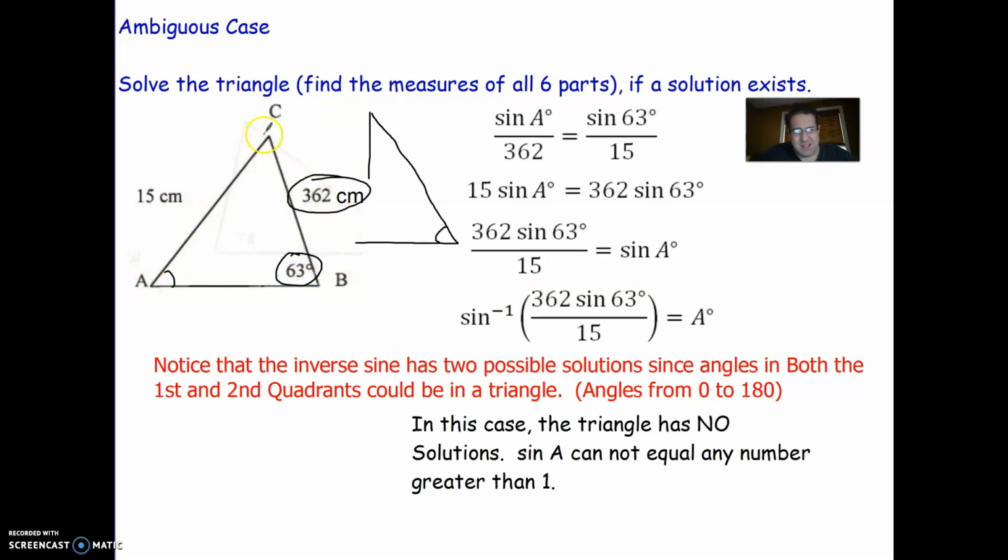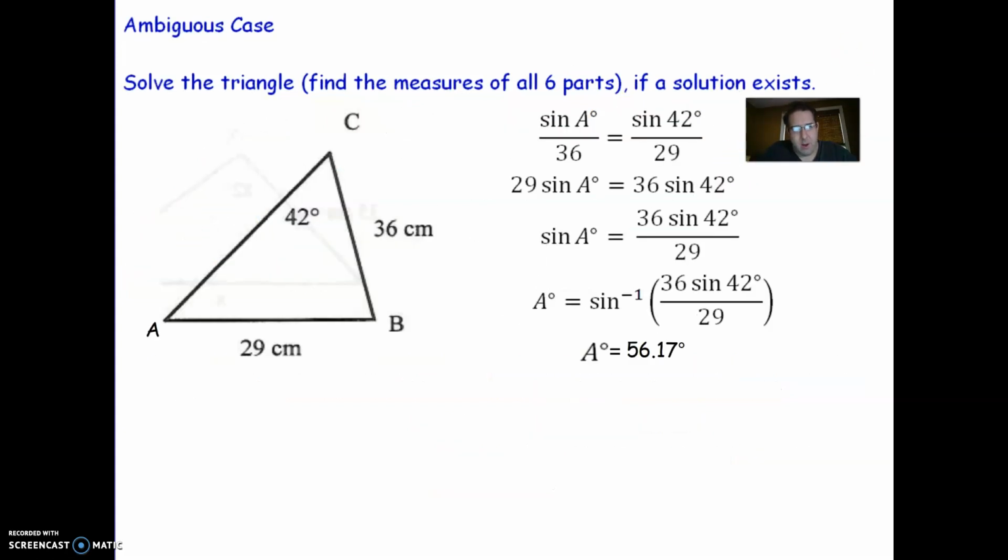So this side doesn't have to be as long as this side. It might be shorter and still have solutions, but that would mean that this would have to be less than a 45-degree angle. So it just depends on these two things, which determine whether or not this side's long enough to either hit once or hit twice or not hit at all. All right, different question. So this time we have sine of 42 over 29 equals sine of A.